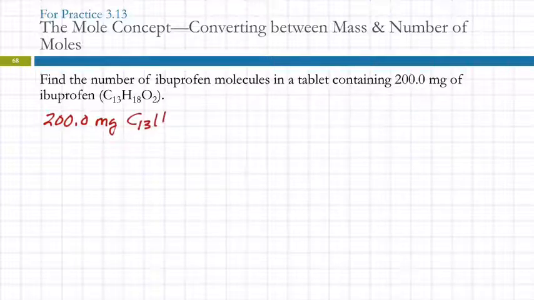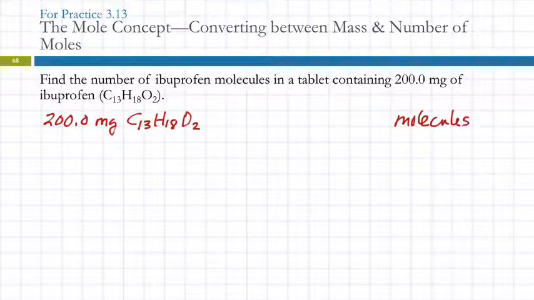It's going to become more important that we label the substance that we're looking at. So we got milligrams of that, and what do they want me to find? Number of molecules. There's no abbreviation for that word. So I want to find molecules of C13H18O2.